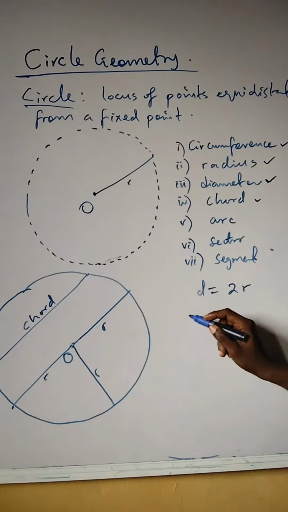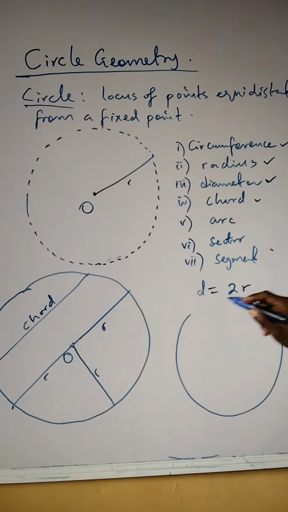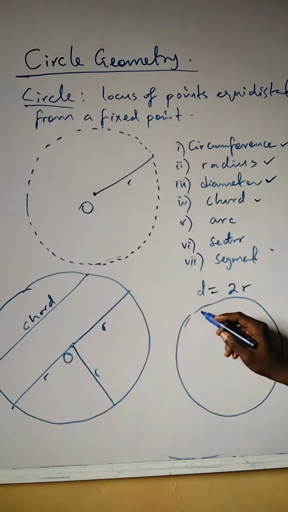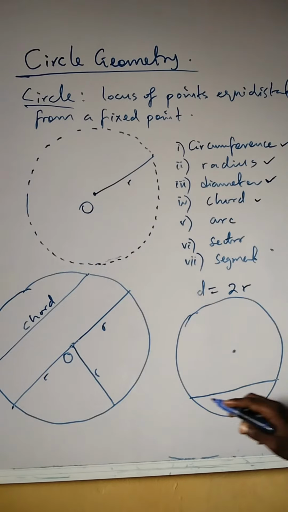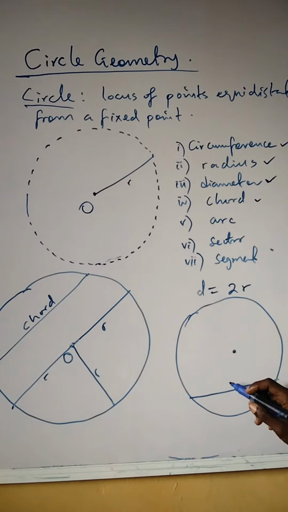You have a circle, and you have the center, and you have a line drawn this way that touches the circumference at both sides. So this line is what is referred to as a chord. So this is a chord.